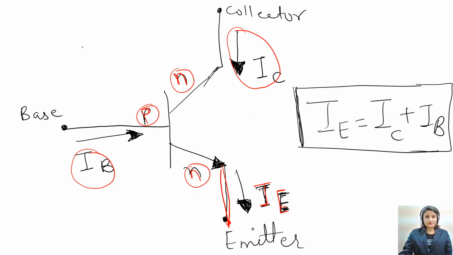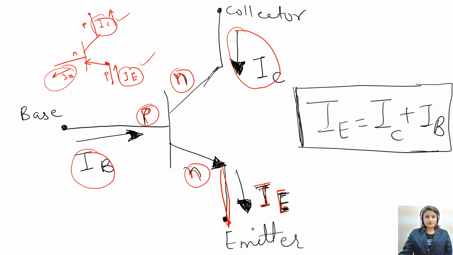Meanwhile, after watching this video, you can also find out the current directions in PNP transistor. Why the emitter current is coming inside, and why the base current and the collector current are going outside. You have to follow the same steps as I have done in this video, and you can find out the answers for PNP transistor. Okay, so let's begin.